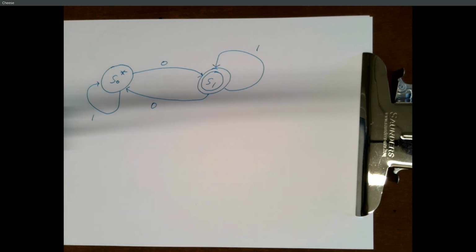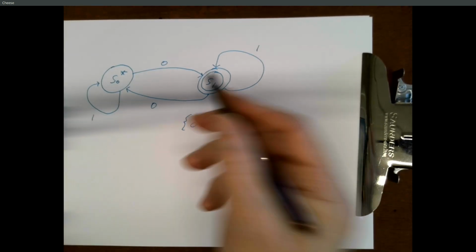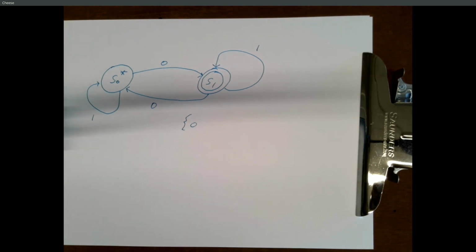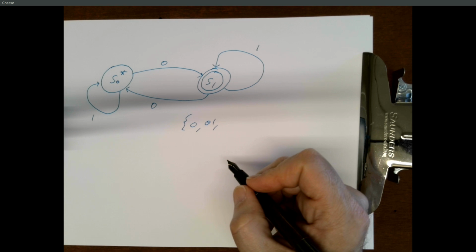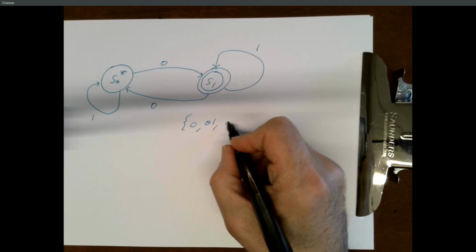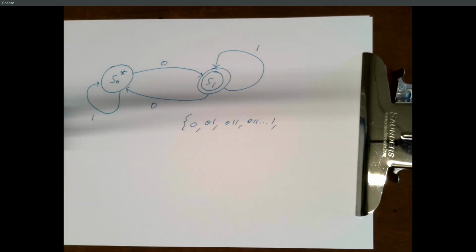So what kind of strings will be recognized by this? Because 0 will take us straight to S1, that's a recognized state. 0, 1. 0, 1, 1. So 0 followed by any number of 1s. Good.